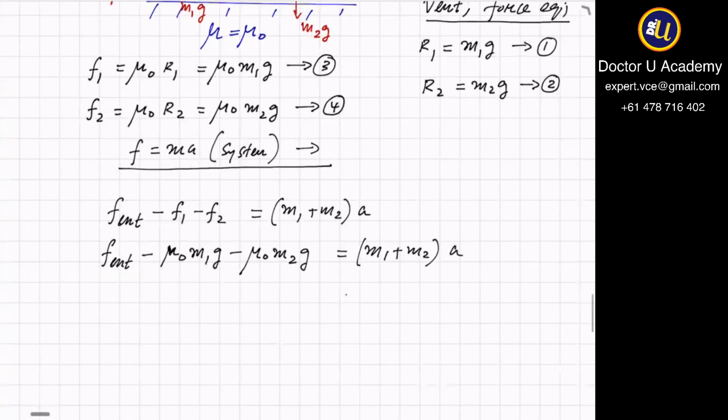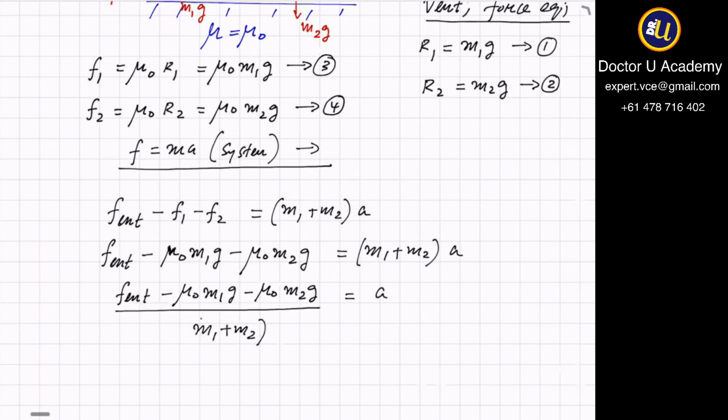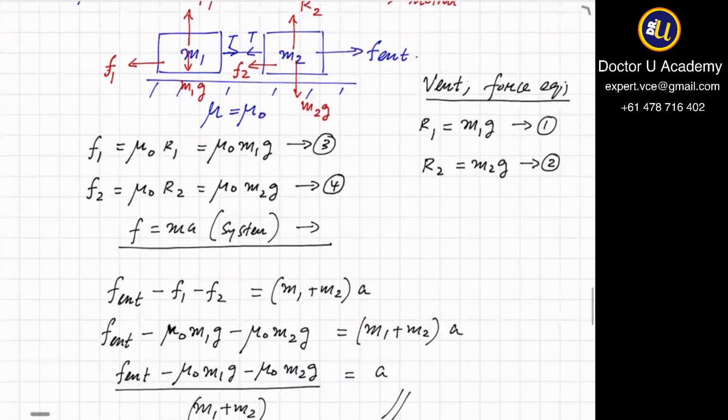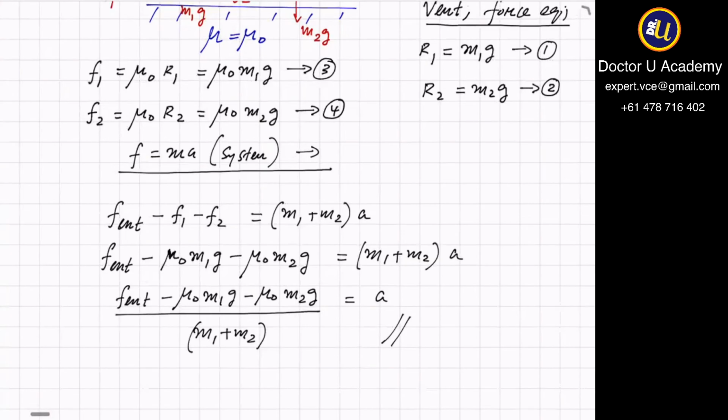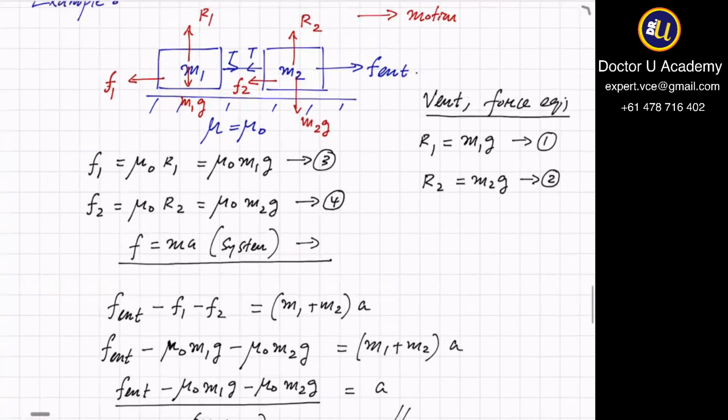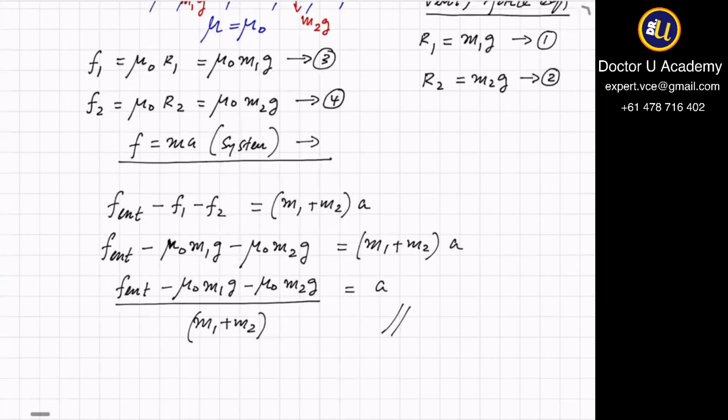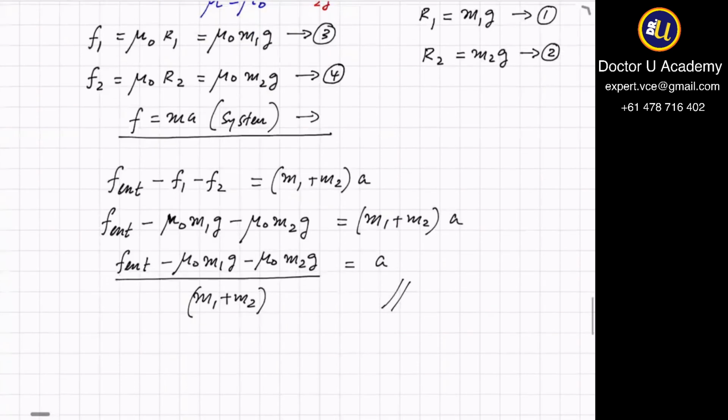So acceleration would be, in general, F external minus mu 0 m1g minus mu 0 m2g, the whole thing divided by m1 plus m2. So this is the answer. Now when the values are given, it's just a matter of plugging the values into this equation. I would recommend, when you do these questions, don't first play with the numbers. First use the theory, the concept, and then try to find the acceleration or whatever the necessary component from the given details, and then finally plug the values into the equation.